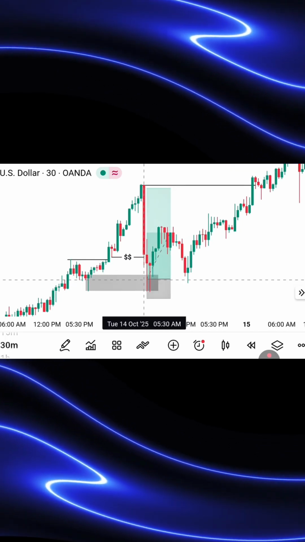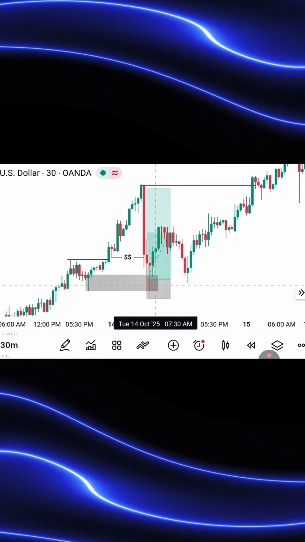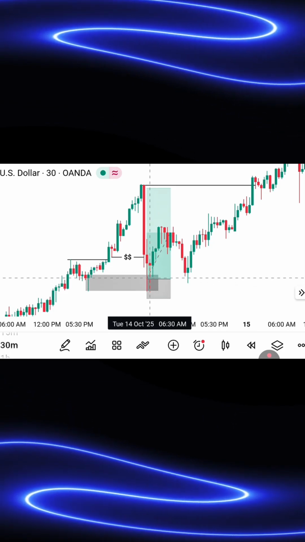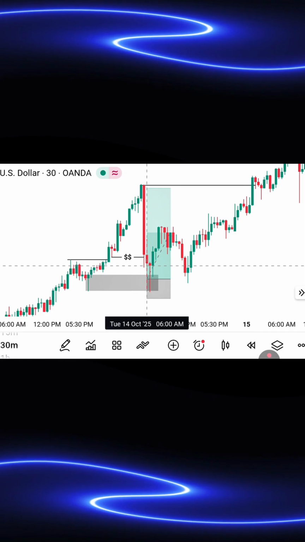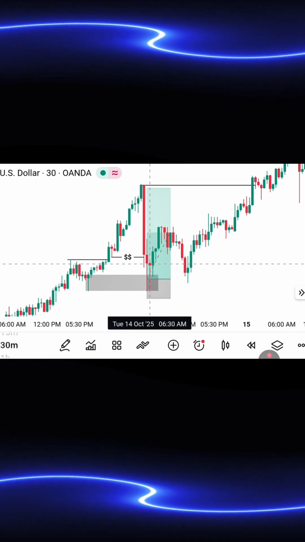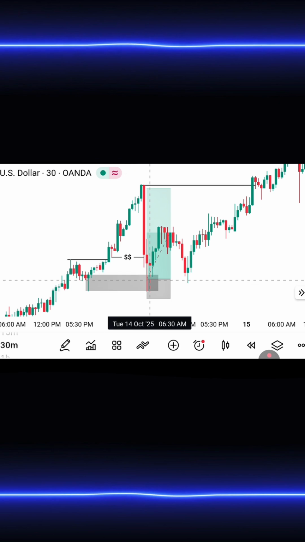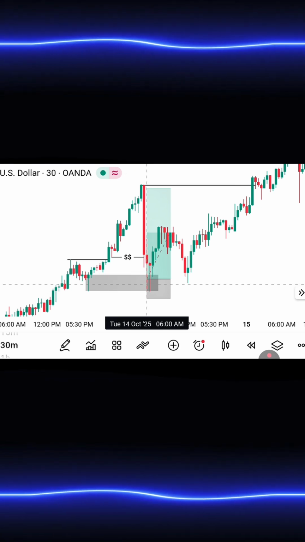After this rejection candle, what I would have done on this trade, and what I did on this trade, was I waited for this next candle to form. I waited for this candle to close with a rejection like this. After closing with a rejection, I waited for the next candle to form. After the candle formed, it tapped back into this point of interest and rejected again.